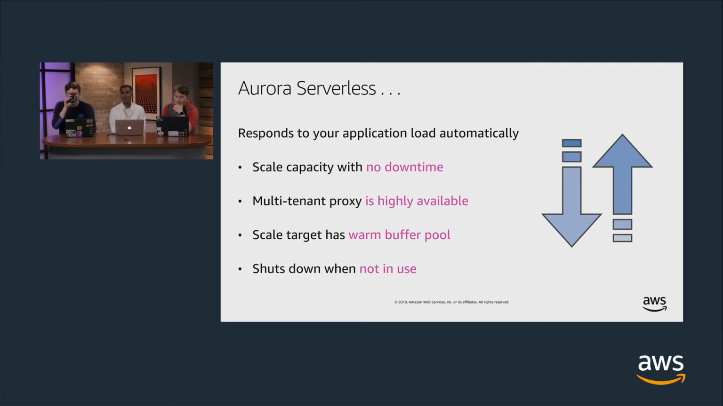So the idea was to address these main issues. We would scale capacity with no downtime. There was a multi-tenant proxy in place, so it would always be highly available. If one instance in that proxy went down, only a subset of connections went down. We would warm the buffer pool, so you were always dealing with a warm instance, and it would actually shut down or pause when it's not in use.